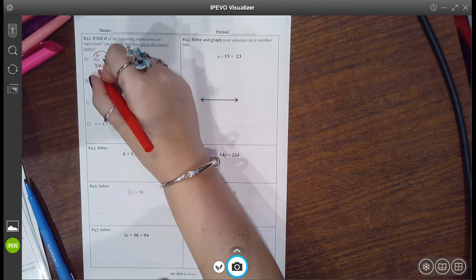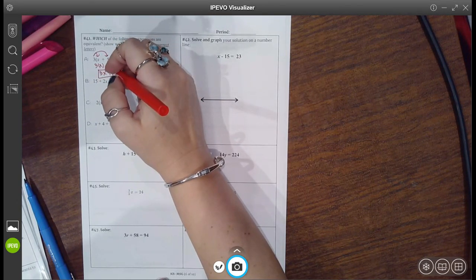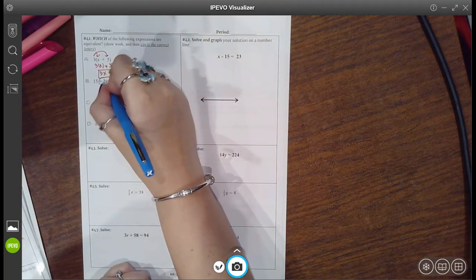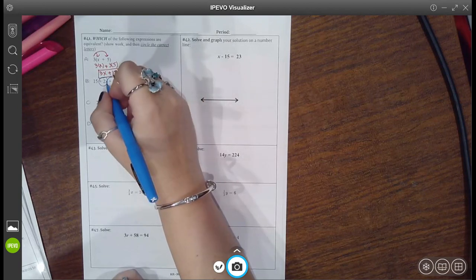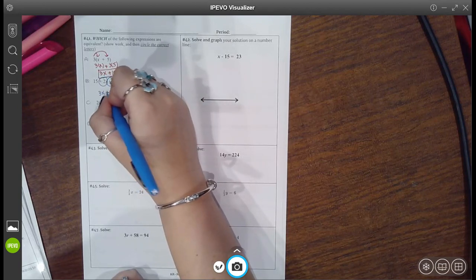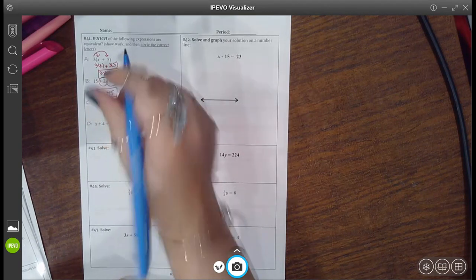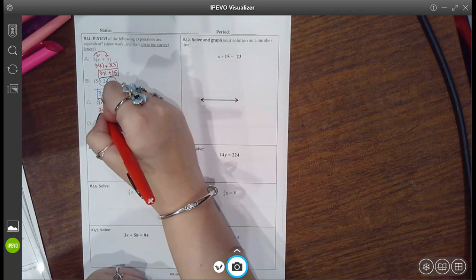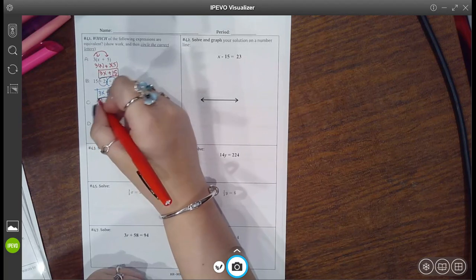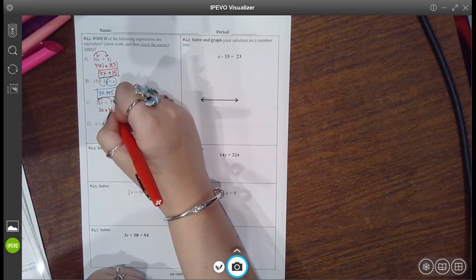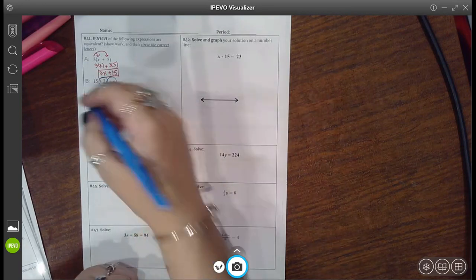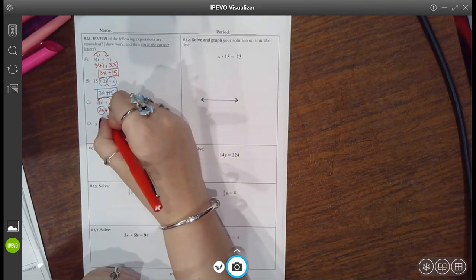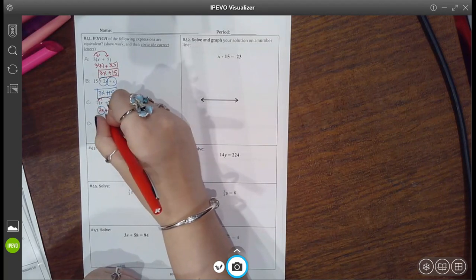So 3x plus 15. The next one you have is 2x and x, which are like terms. So that makes 3x. Tack on the plus 15. Okay, here you have 2 times x is 2x plus 2 times 7 is 14 plus x. And 2x plus x is 3x plus 14.